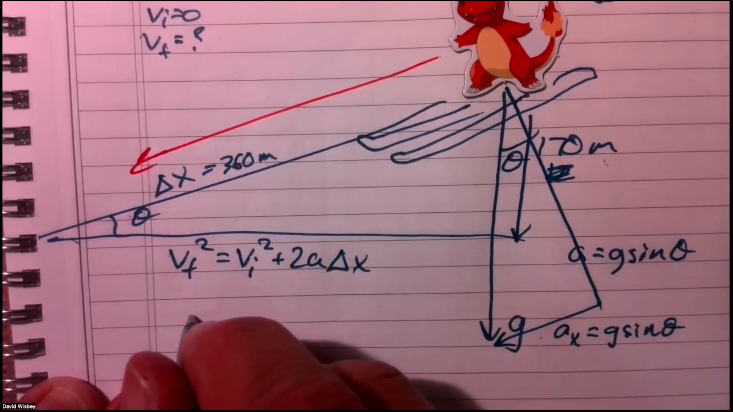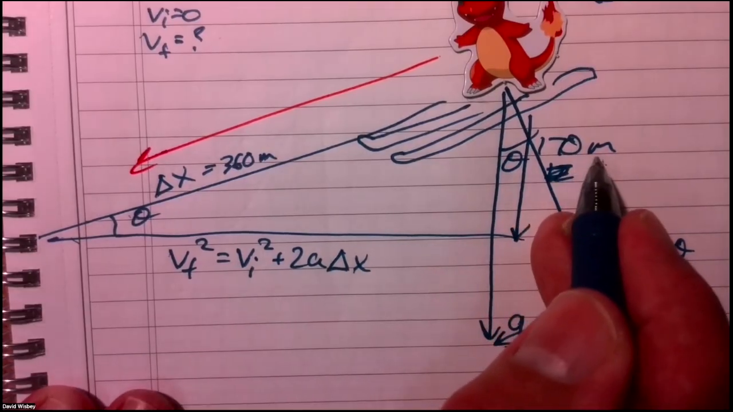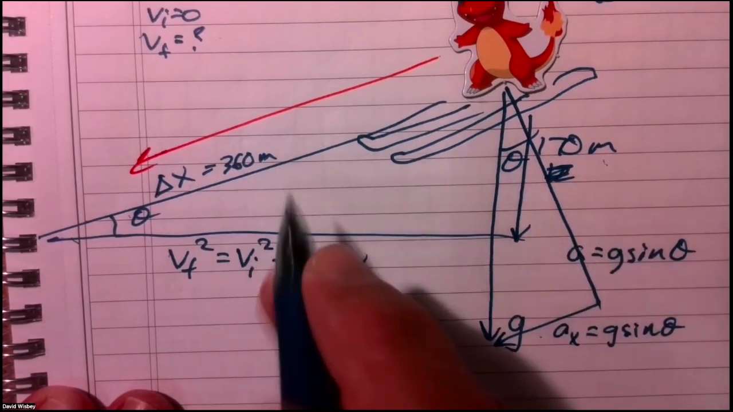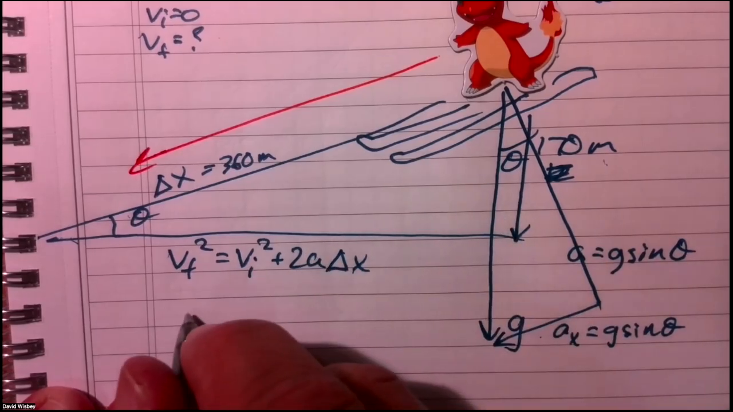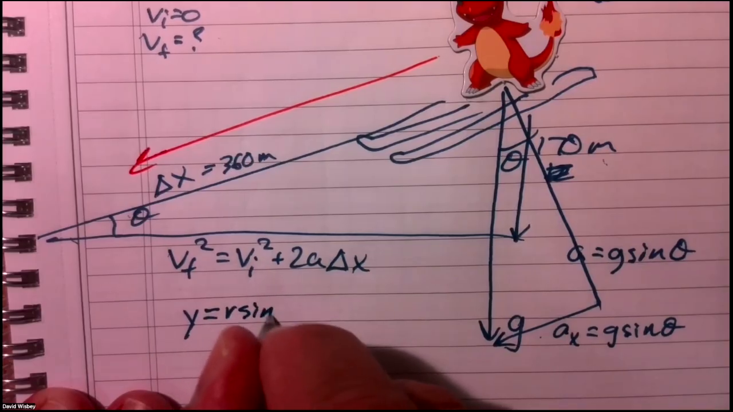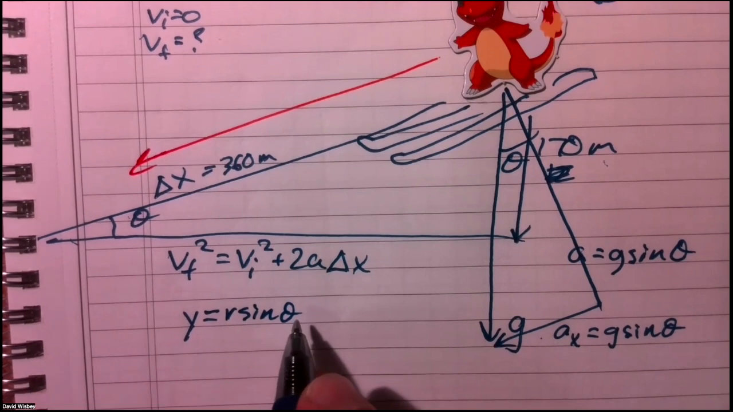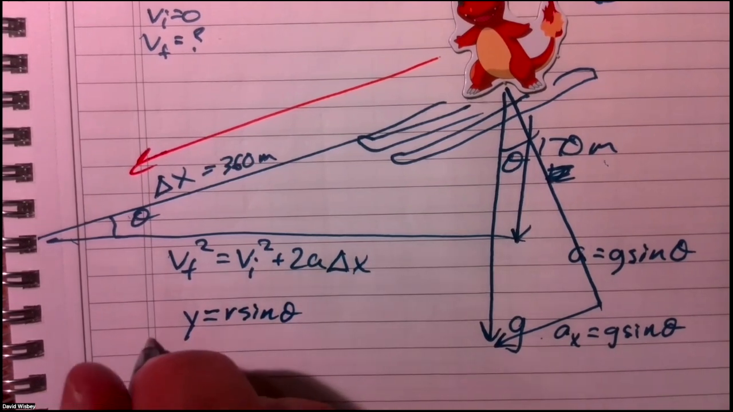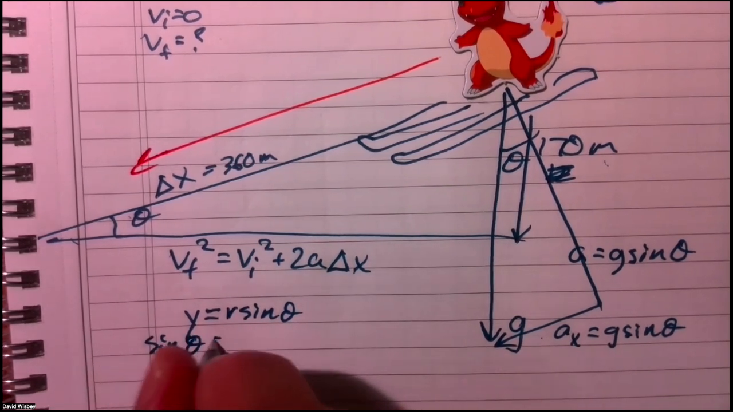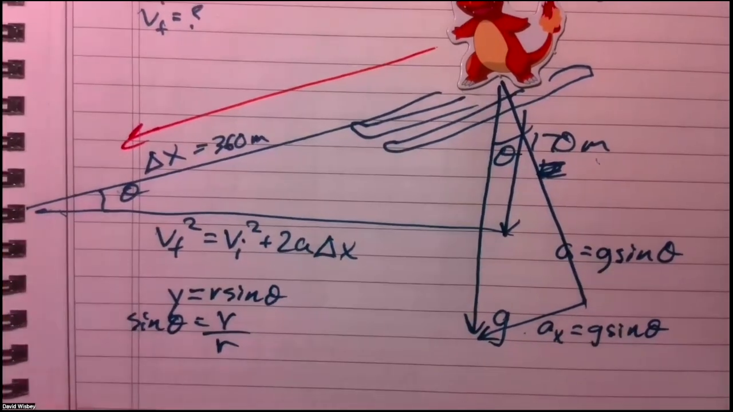Okay, the answer is it's going to be opposite over the hypotenuse equals sine of theta. Okay, I'll just write it out here. So we're going to have y equals r times sine of theta. We want to know what sine of theta is. We don't know what it is. Okay, so we're going to get it on the other side here. Sine of theta on this side equals y divided by r, my hypotenuse.